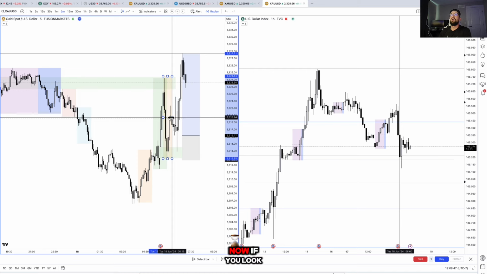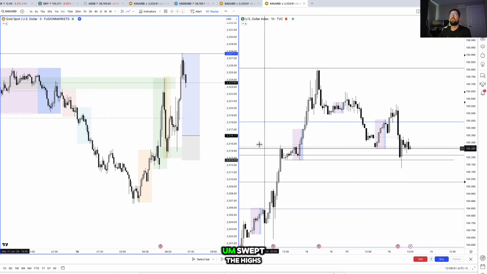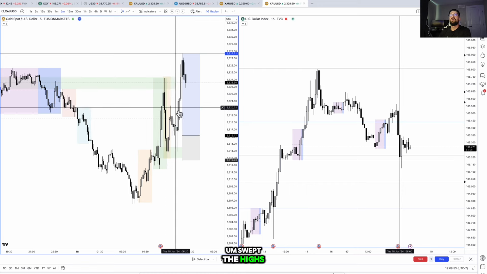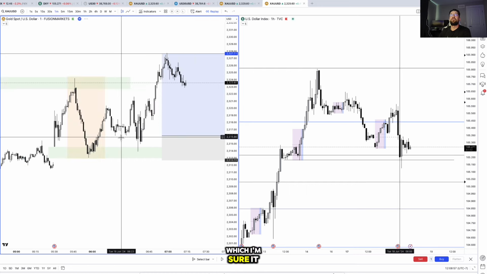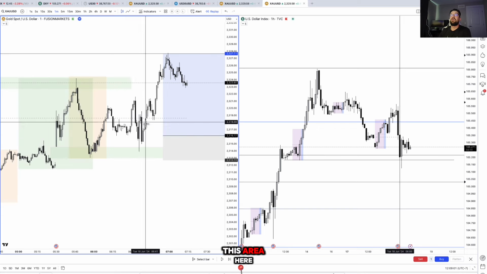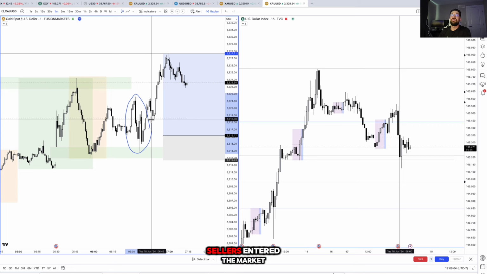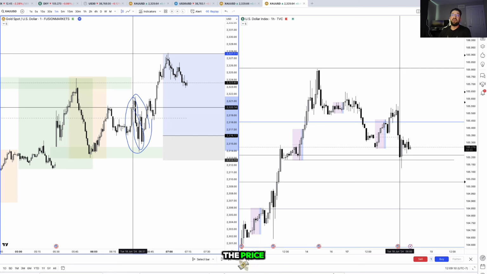Now, if you look at what price did again, swept the highs, swept the lows. If you go on the lower time frame, which I'm sure it looked like a chop or something, this area here, a large amount of sellers entered the market and ultimately tried to sell. Institutions might have even spiked the price to get more people to sell.